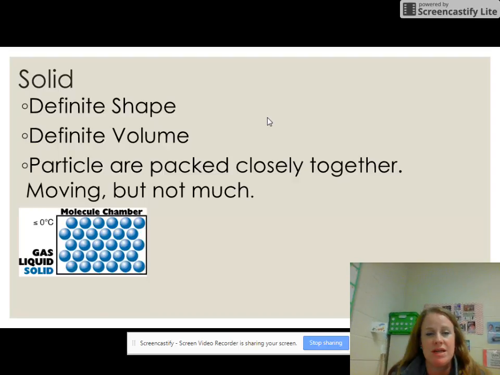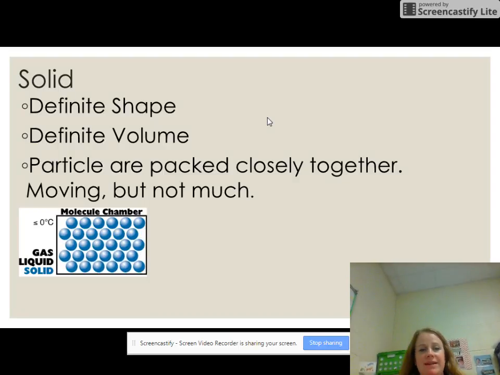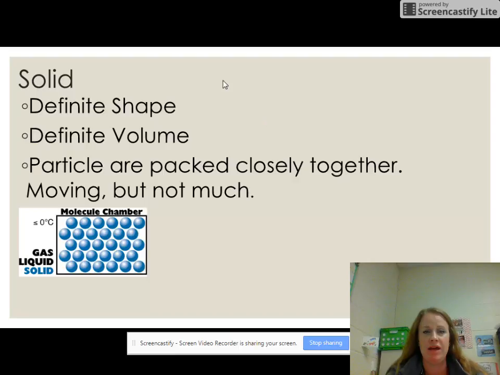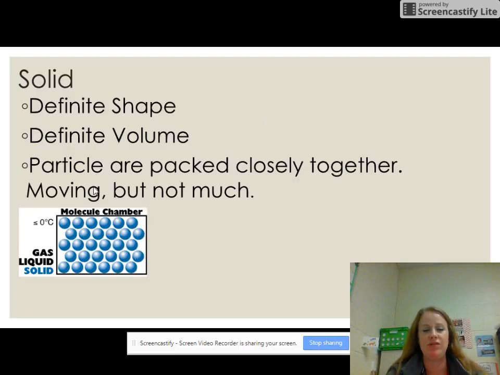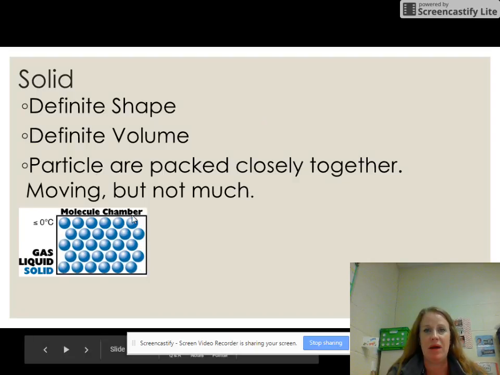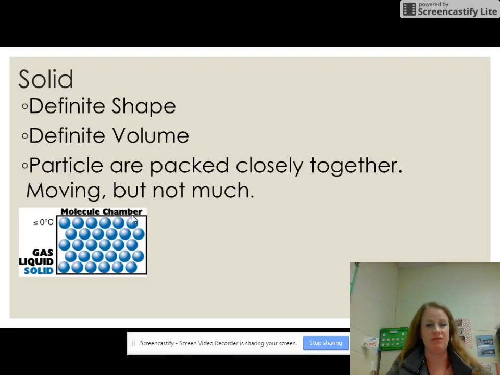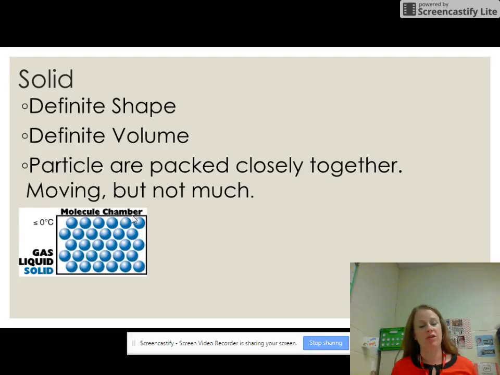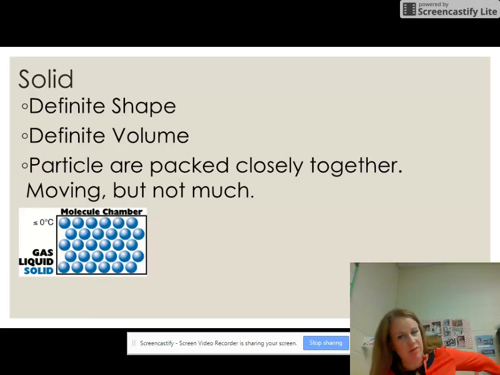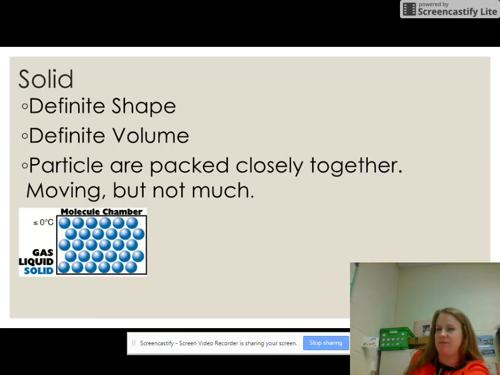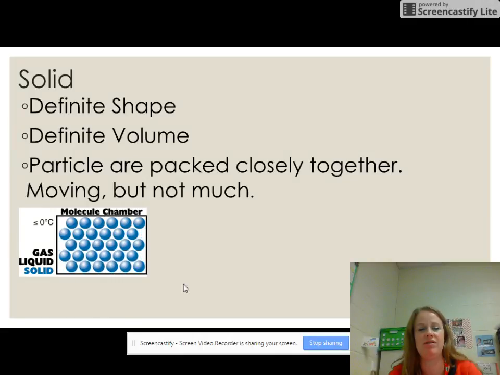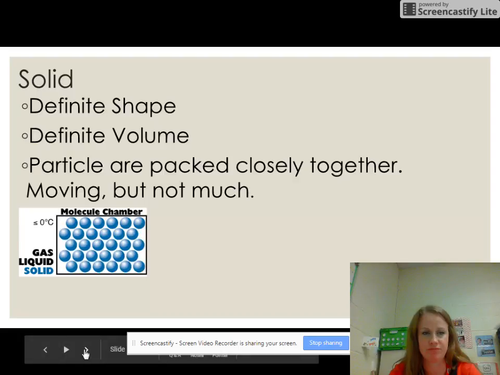So if we talk about solids, solids have a definite shape, okay? They have a definite volume, and if you look inside, the molecules are packed really close together. That's what helps give them the definite shape and volume. You can also see that they're moving, but they're not moving very much because they're so packed together, they don't have a lot of room to move.